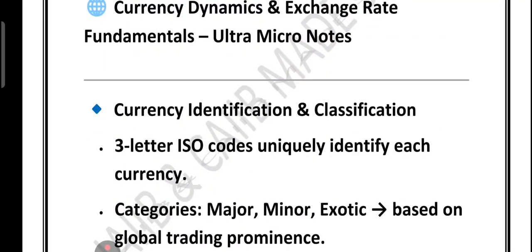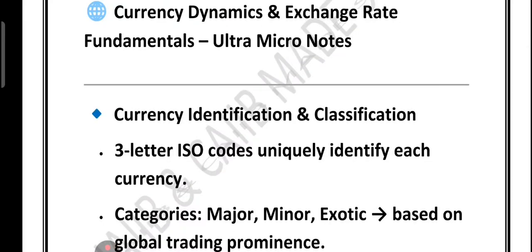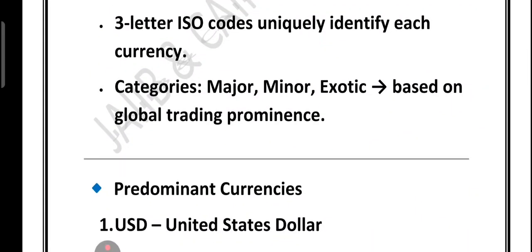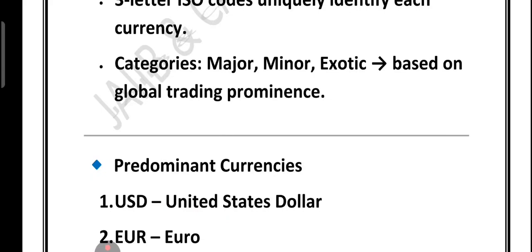Now, currency identification. There are 3-letter ISO codes. Please understand it. Every currency in the world has a unique 3-letter ISO code, like USD for US dollar, INR for Indian rupees. So there is no confusion in international trading. And currencies are also classified based on how widely they are traded. There are some major currencies which are most popular and highly liquid globally. There are some minor currencies which are traded often but less than the majors. Exotic currencies are very rare, or emerging market currencies, often riskier and less liquid. So in short, ISO codes make it easy to identify a currency, and classification tells us how widely they are used in the forex market.